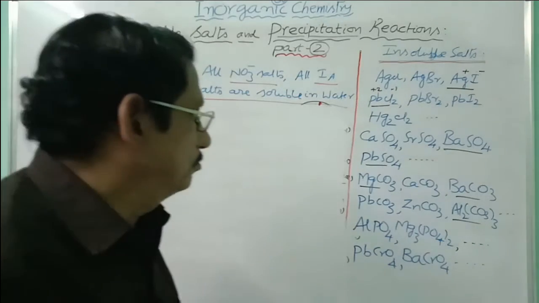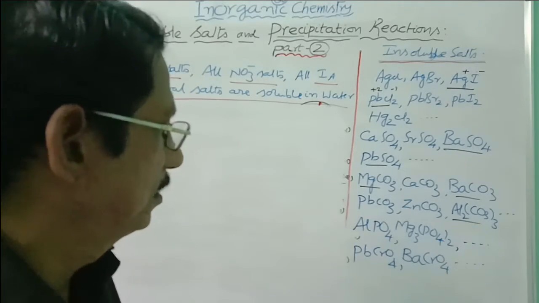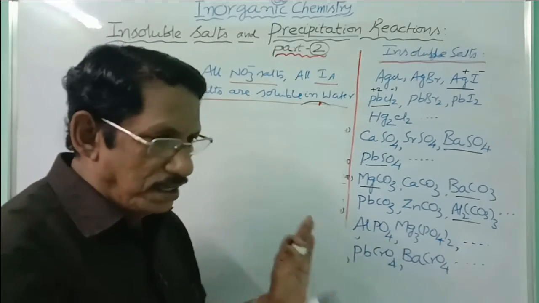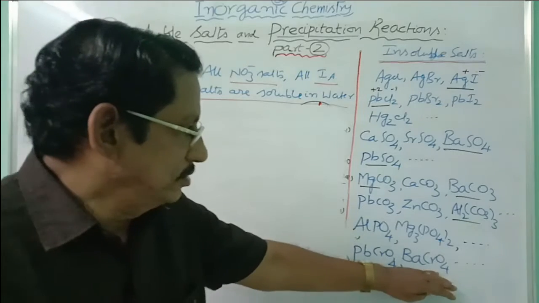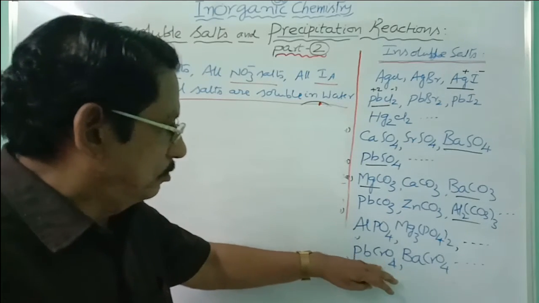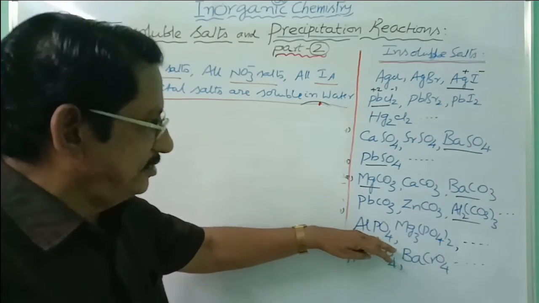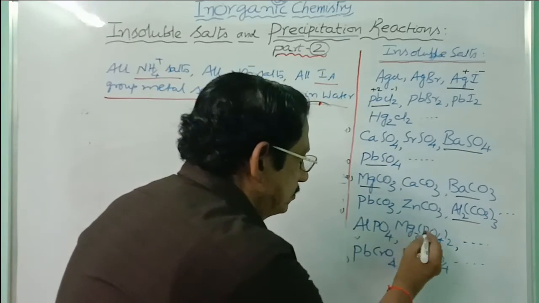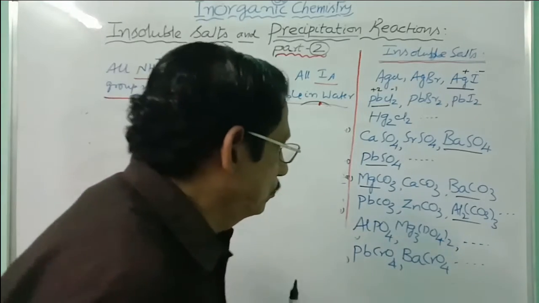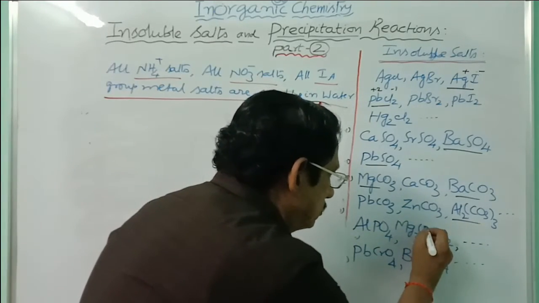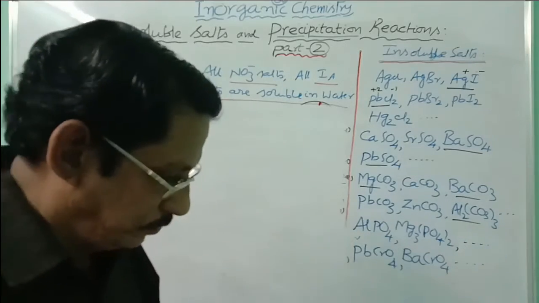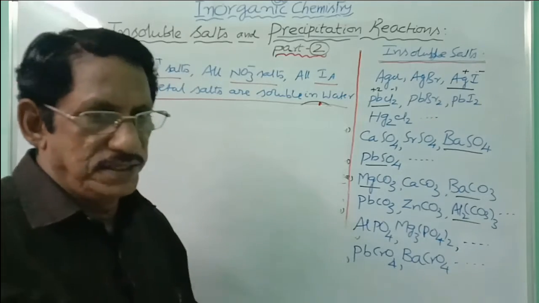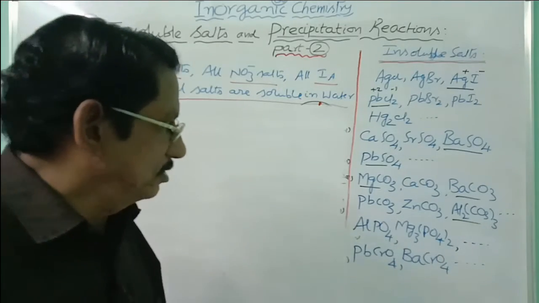Now let us consider some more examples which are given here. Aluminum phosphate, magnesium phosphate, lead chromate, barium chromate, all these are insoluble. Barium chromate is yellow, lead chromate is yellow, aluminum phosphate is white, magnesium phosphate is white. Magnesium phosphate, this is Mg3(PO4)2. Because phosphate valence is -3, magnesium +2, combining these two, you will get the formula like that, magnesium phosphate.